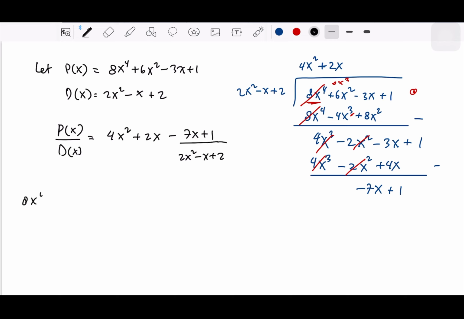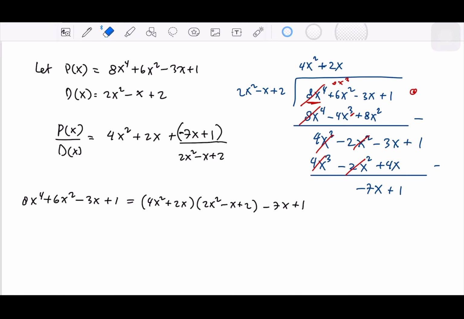Or we could write it completely multiplied out, so 4x squared plus 2x multiplied with 2x squared minus x plus 2, minus 7x plus 1. Or maybe let me write it more clearly like that, to make sure that we are on the same page.